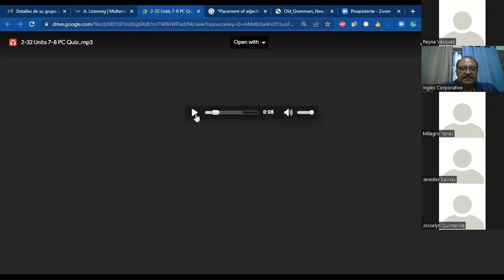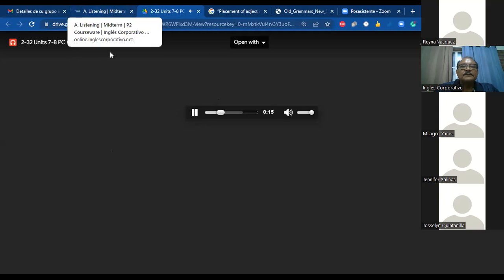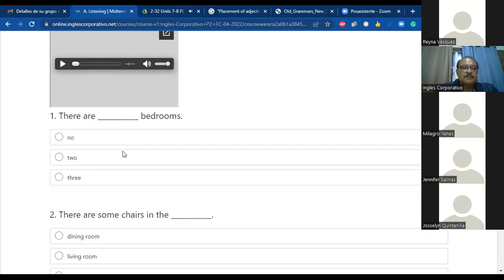House. It has three bedrooms and two bathrooms. The bedrooms have big closets. Wow, three bedrooms. That sounds nice.